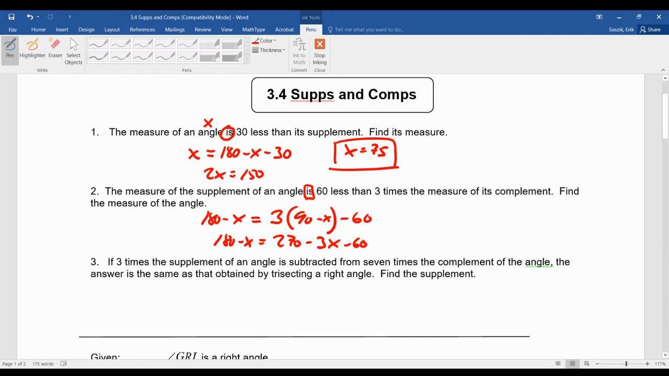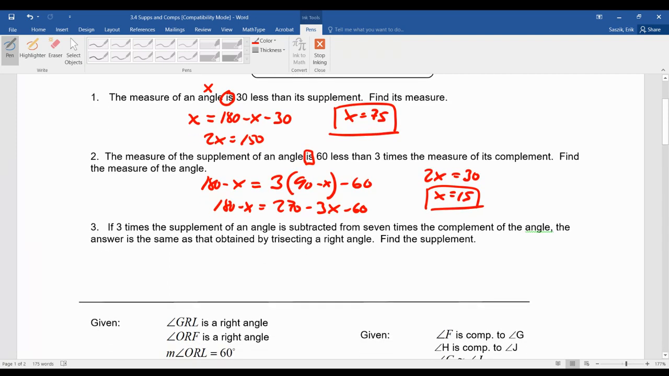Fix that. So I like to move the x's to the side where they're positive, so I'm going to move them to the left. I get 2x over there, and I will end up getting 30 on the right, so x equals 15. Now you've got to be careful. If this was a multiple choice test, one of the answer choices would be 15. But the question said find the measure of the angle. We did find the angle, 15, we're actually done.